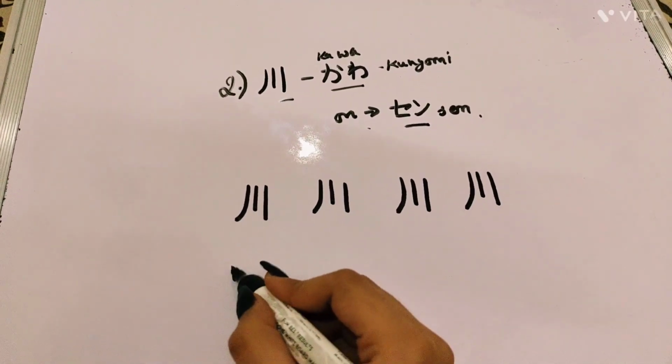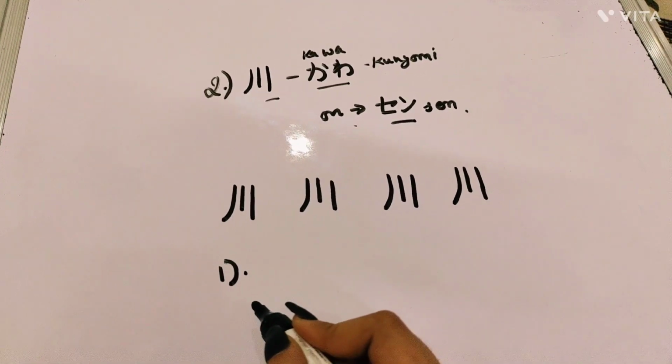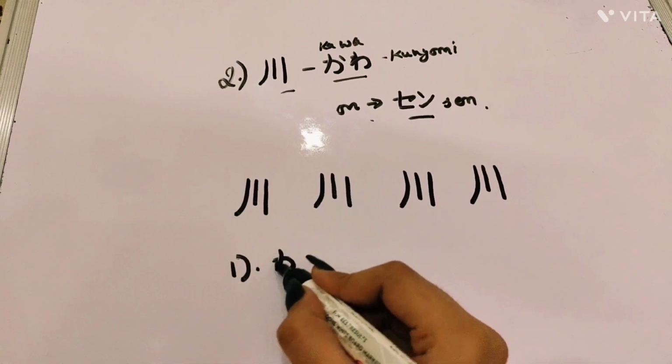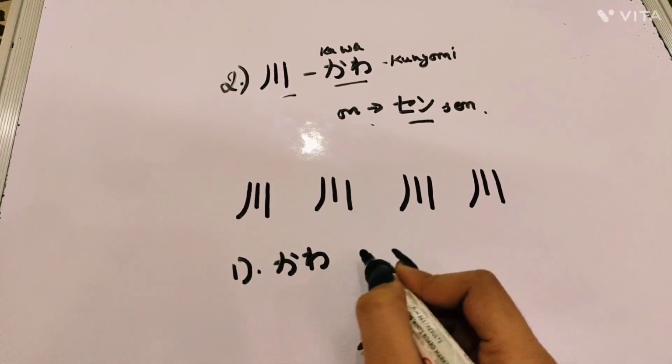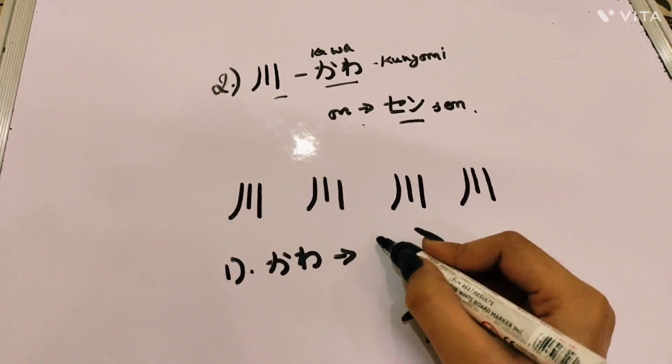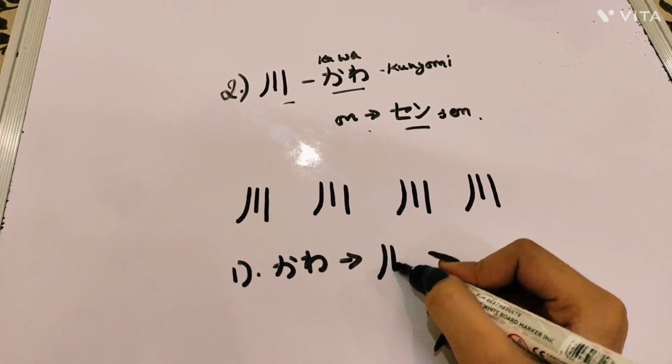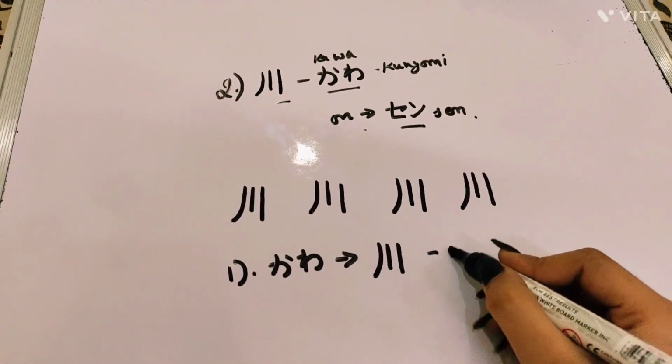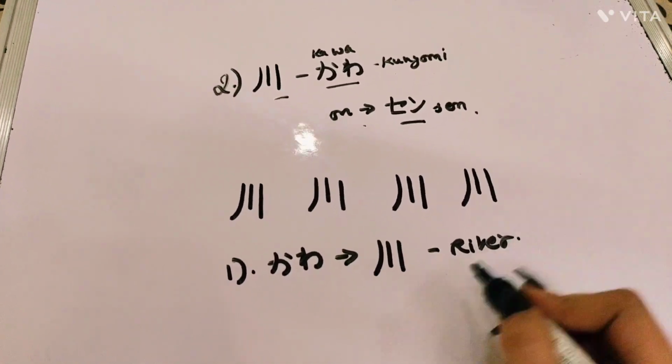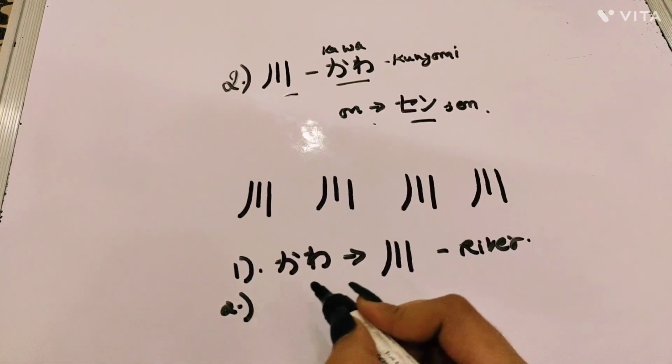Now, let's do the words of kawa. First word is kawa. Kawa is a river. Draw the kanji of kawa. The meaning of kawa is river.